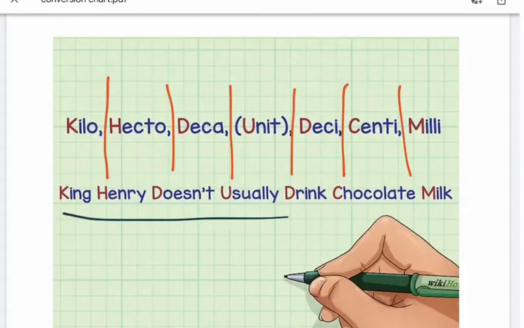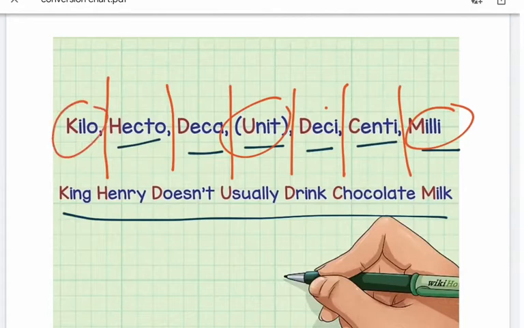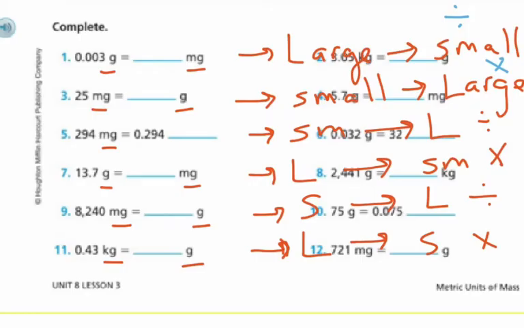Let's remember our place value chart, because that's really all you do when you're converting units of measurements. King Henry doesn't usually drink chocolate milk. He gets sick, I think, on that. So you got kilo, hecto, deca, the unit, which would be grams, liters or meters, decigrams, centigrams, and milligrams. But as I said before, you're pretty much just using these three units when you convert masses. So let's get into the book.